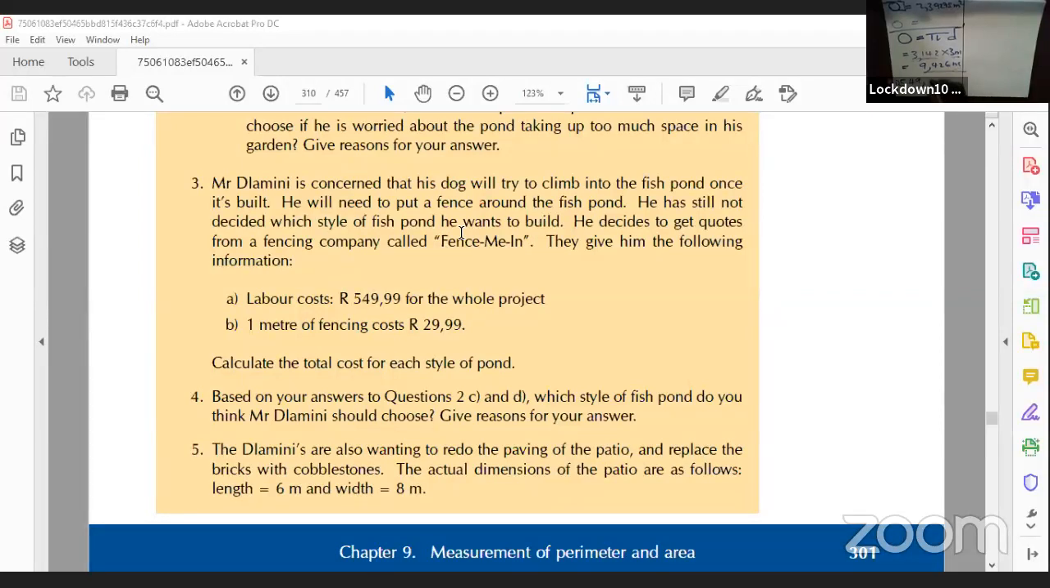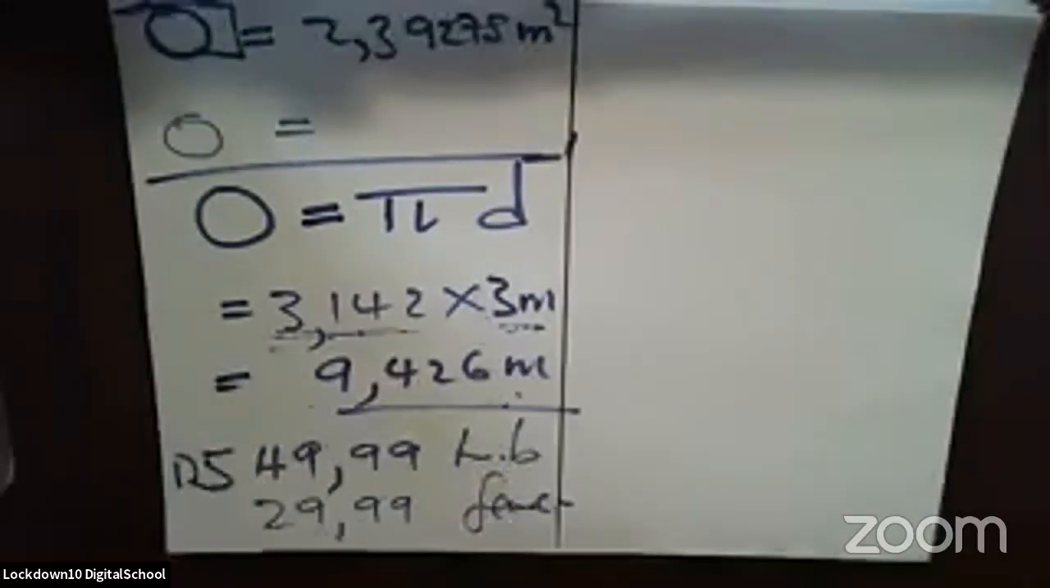So I'm just going to write here the values, the quotations. So this is labor, and we are told 29.99 rand per the fence. Okay, so these are the values that we have. The question says calculate the total cost for each tier of pond. Let's do that, guys. Let's calculate the total cost.